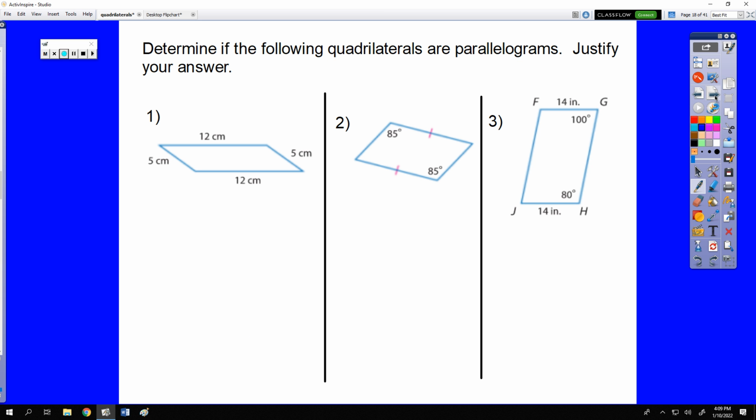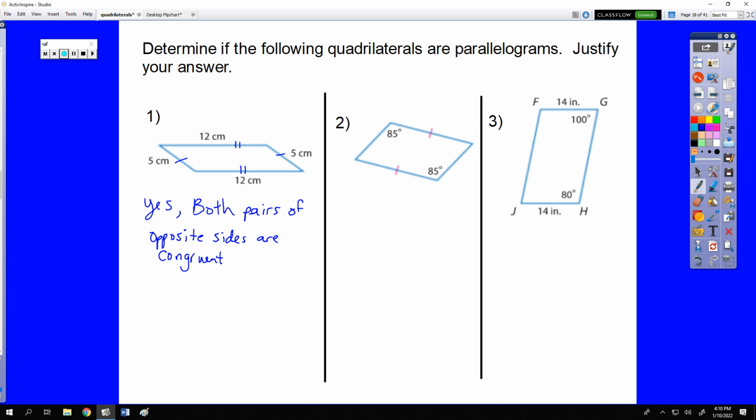So for instance, in number 1, this one's pretty easy. You can easily state that both sets of opposite sides are congruent, so the answer to this one would be yes, because both pairs of opposite sides are congruent. In other words, it passes test number 2 of 4.